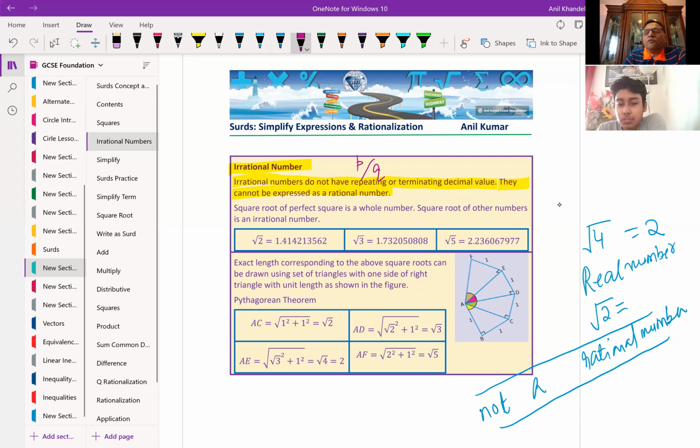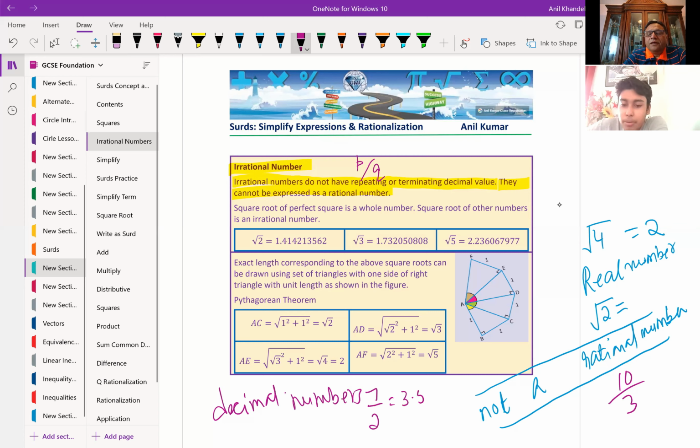So what I'm trying to say here is, if you divide some number, let's say 10 by 3, what do you get? You get some decimal, repeating. It's not a whole number, but it could be a decimal number. We could have decimal numbers of different kinds. For example, if I divide 7 by 2, what do I get? You would get 3.5. So it terminates.